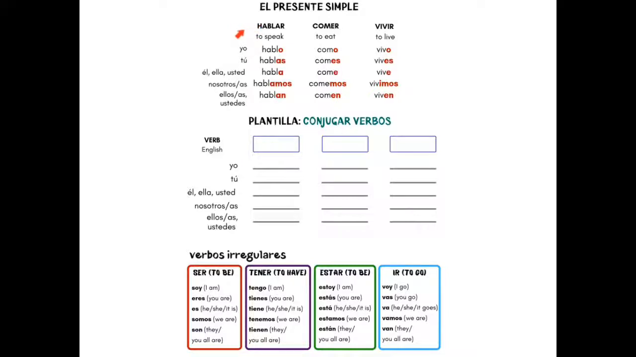So we take a look at the Spanish verb hablar, which means to speak. You'll see that every time we change the subject, yo means I, we're going to change the ending of the verb. So yo hablo, tú hablas, él, ella, he or she, or usted, the formal, habla, nosotros, we, hablamos, and ellos or ellas, ustedes, they or you all, hablan.